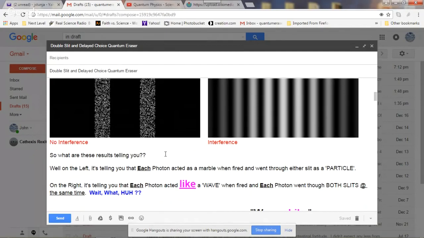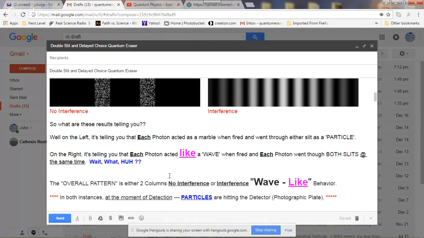So what are these results telling you? Well, on the left, it's telling you that each photon acted as a marble when fired and went through either slit as a particle. On the right, it's telling you that each photon acted like a wave. Very important, the "like" part, when fired, and each photon went through both slits at the same time. Right? So you say, wait, what? How can it be in two places at once? That makes no sense.